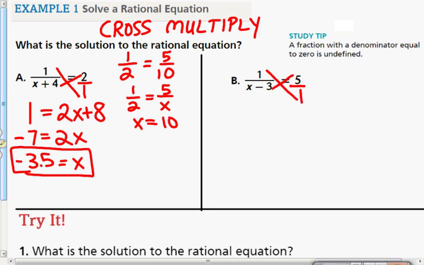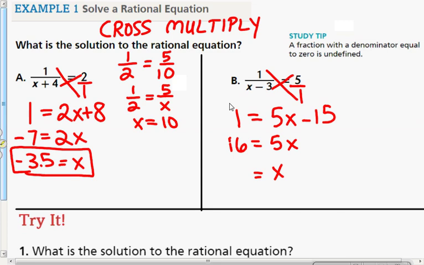What's the 1 times 1? And then 5 times x minus 3. Don't forget to distribute it. A common mistake is calling this 5x minus 3, but it should be minus 15. And again, we're back to a rather elementary level math problem. We're going to add 15 to both sides and then divide by 5. And we get another decimal, 3.2.